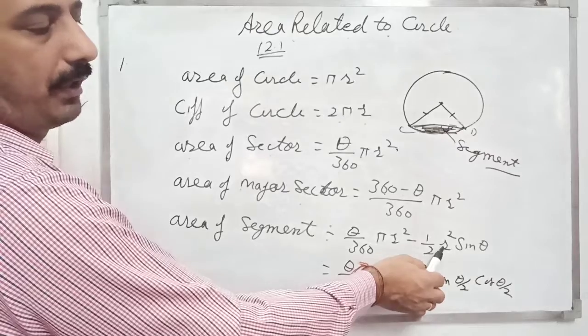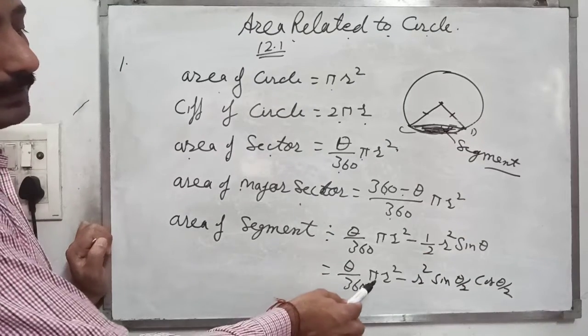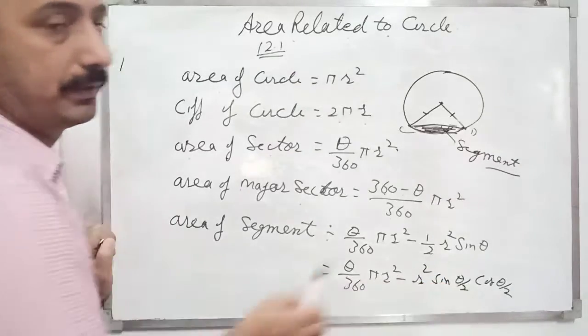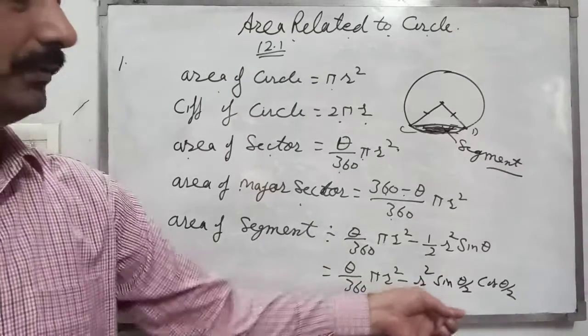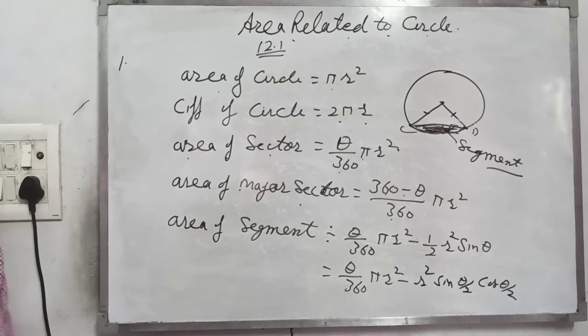2 r square sine of theta, and we also use another formula: theta upon 360 pi r square minus r square sine theta upon 2 cos theta upon 2. If theta is more than 90 degrees, then we can also use this formula, right? And that is for the minor segment.